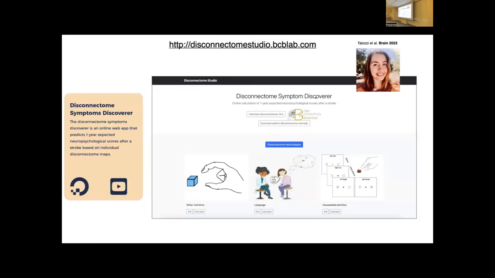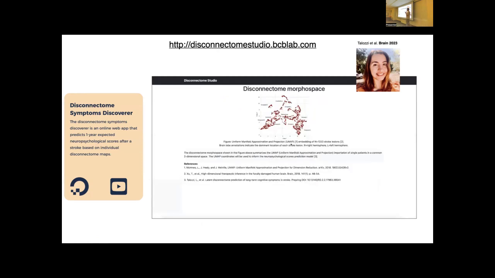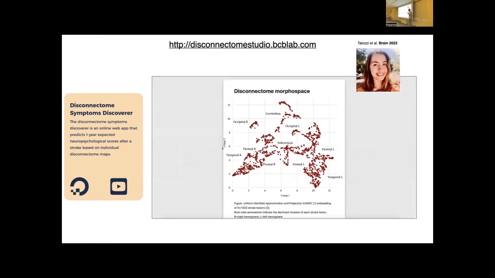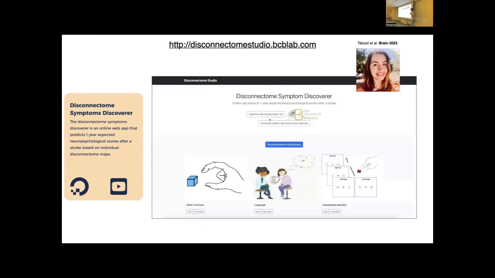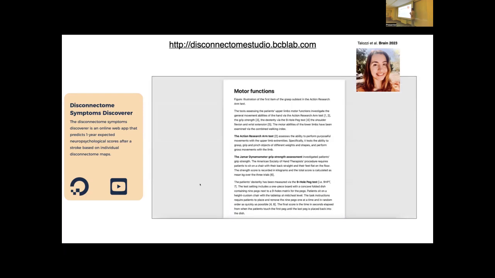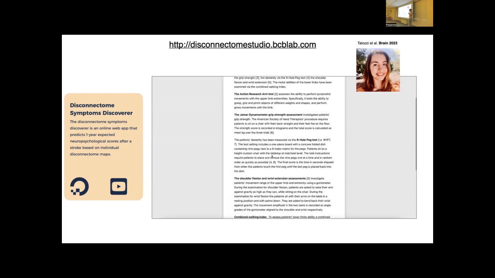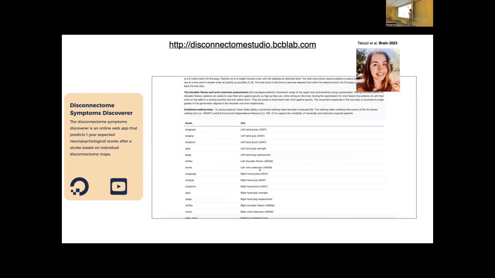So how good is it to predict symptoms? Well, I forgot to mention at this point that the symptoms that we're predicting are 1 year after the lesion. So there is a huge clinical impact of being able to do so. So we created this software that allows you to upload directly the profile of disconnection of your map and predict, for those 82 scores, the scores that your patient will have 1 year after the lesion.